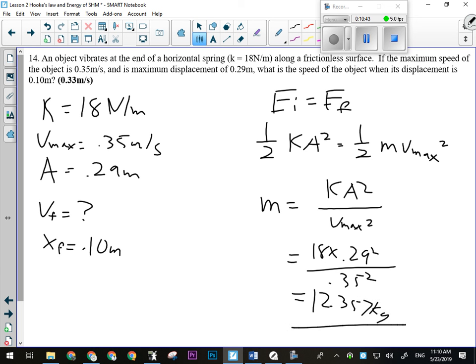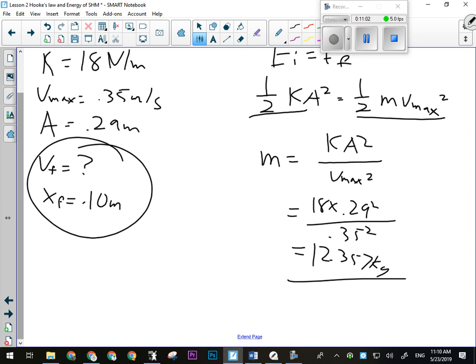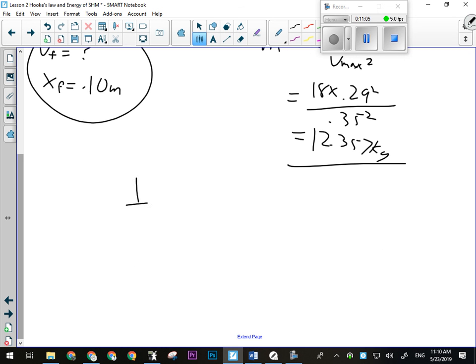All right, so now I've got that. Now I can do another law of conservation of energy question, but now I'm going to use this as my second point. I can use either this or this as the initial point because I have all the information for both. So I'm going to use the stuff I was given: 1/2 Ka squared equals 1/2 Kxf squared plus 1/2 MVF squared. This is what I'm looking for, so I need to isolate that.